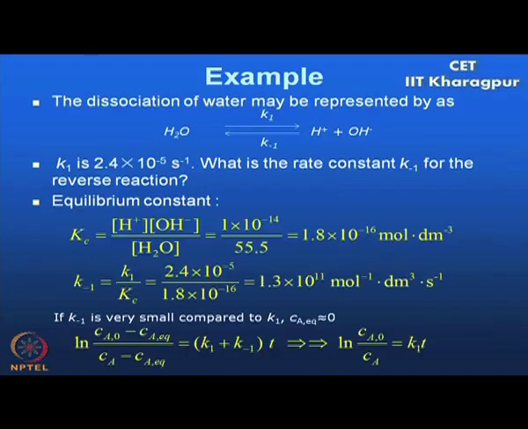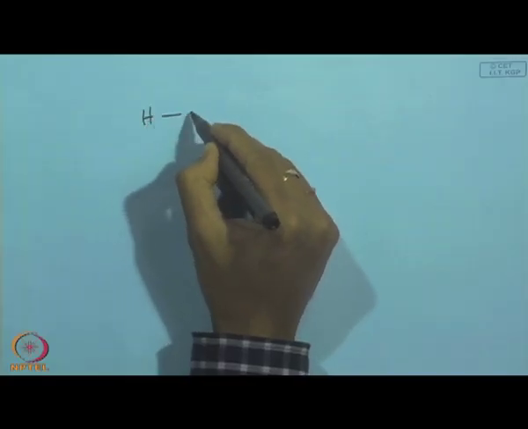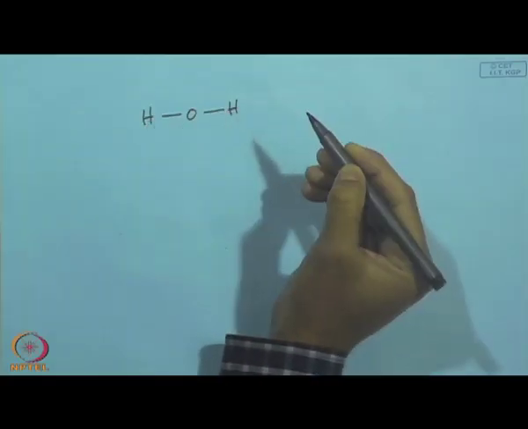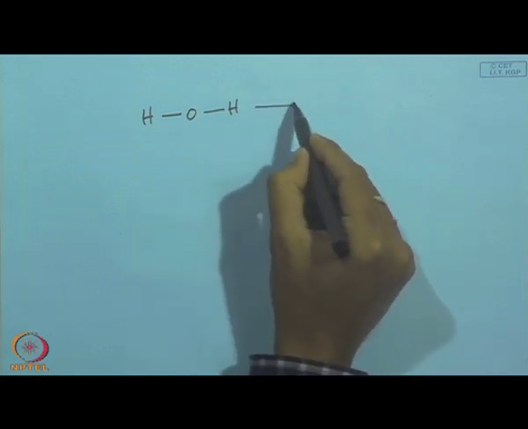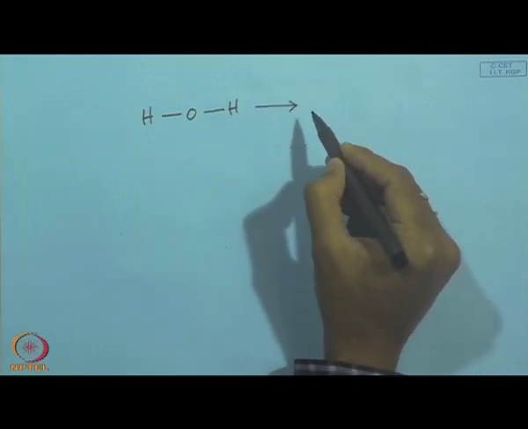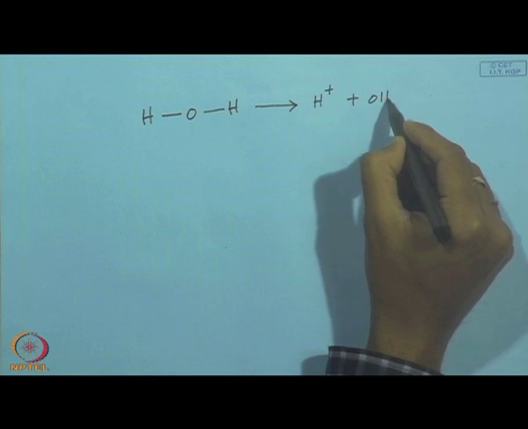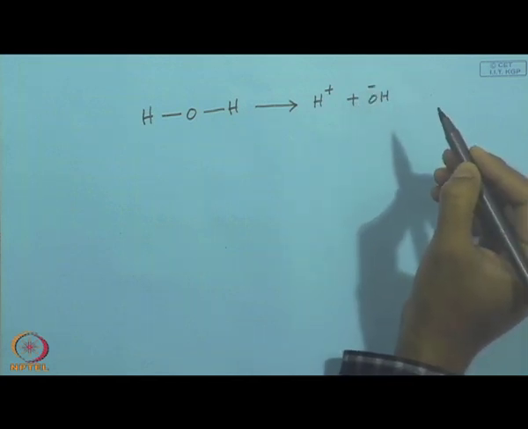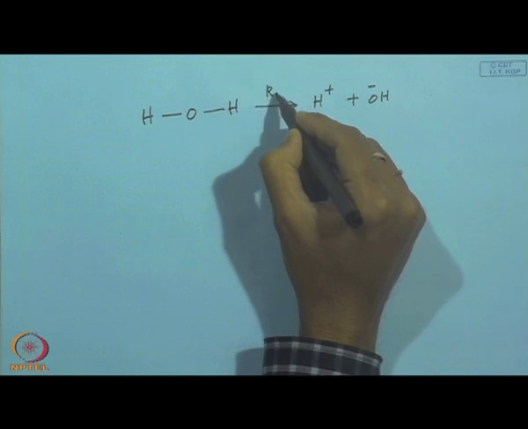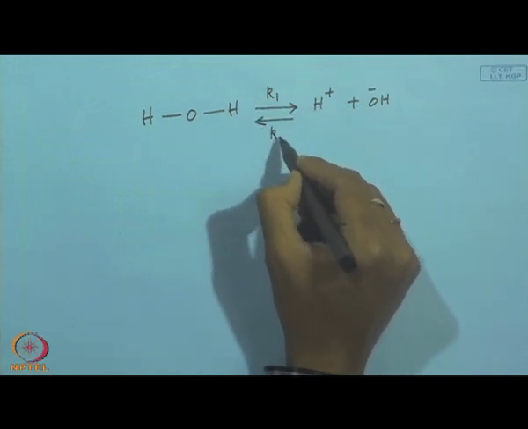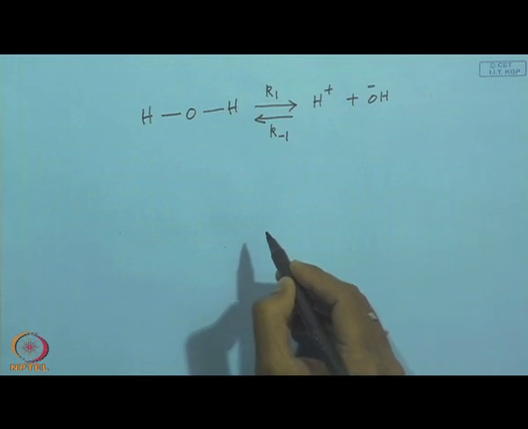Let us have an example, the dissociation of water. Water, HOH, dissociates heterolytically to give H plus and OH minus, with a forward rate K1 and a reverse rate K minus 1.